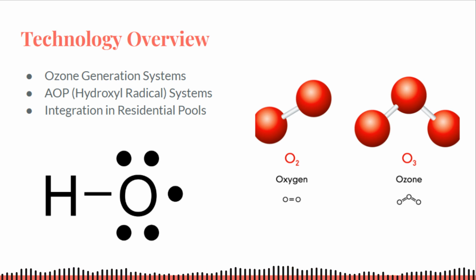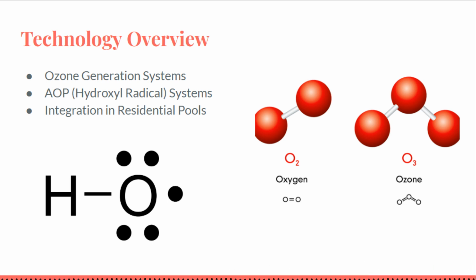The Fluidra CMP AOP systems, for example, come in models like the AOP 25, side stream for up to 25,000 gallons, and AOP 40, full flow for larger pools.